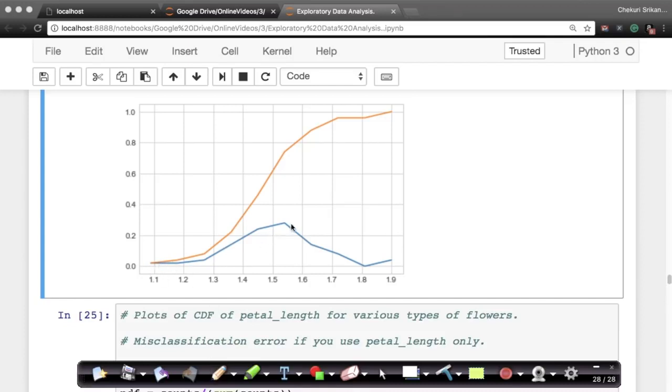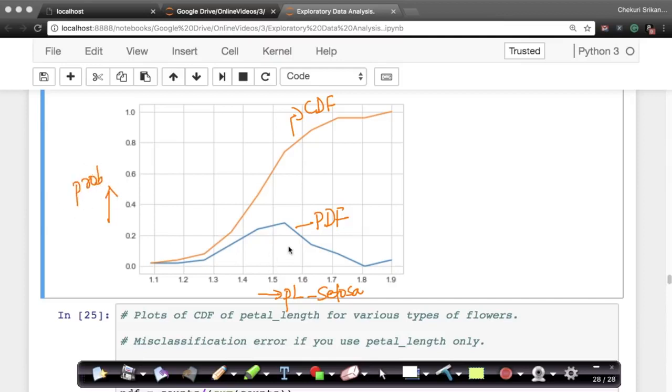So your blue line here is the PDF. Your blue line here is the probability density function. Your orange line here is the cumulative distribution function, for the same data. Again, let me just put axes here. This is petal length of setosa flowers. I'm just taking petal lengths of setosa flowers, and this is basically probabilities.